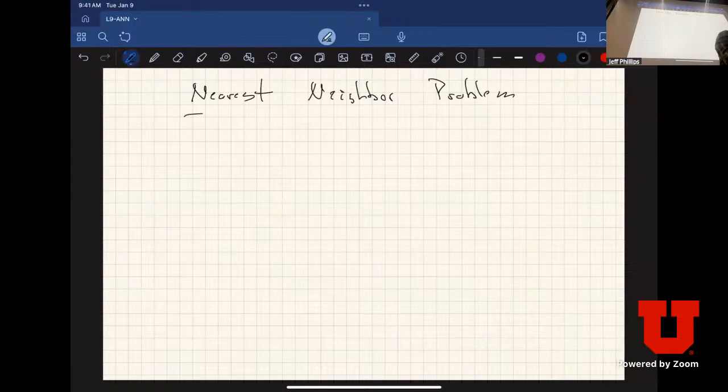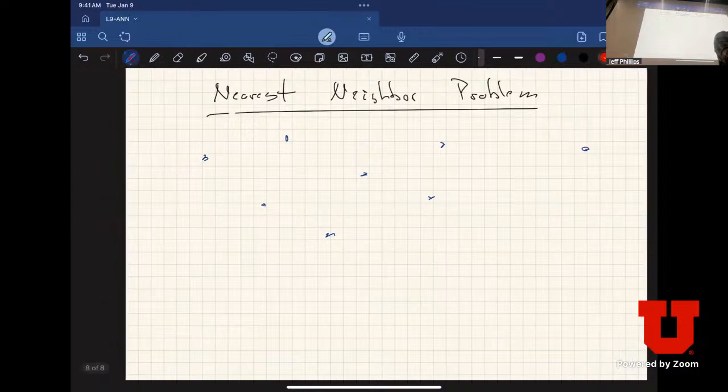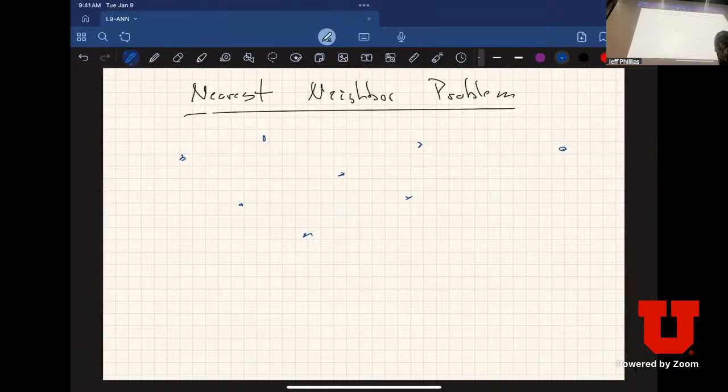And just to explain why this is hard, I'll give you two perspectives on this. If I have a set of points, my set P, and I have a query point Q, then this is the nearest neighbor, the closest point in Euclidean distance.